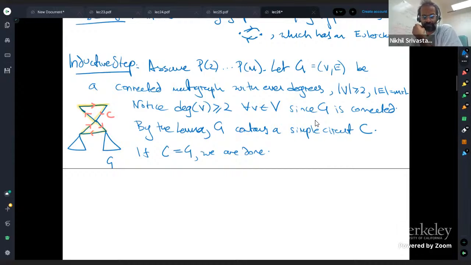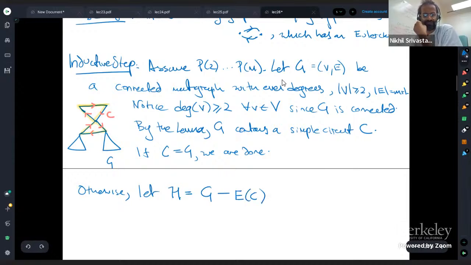And this is where the induction is going to come in. So otherwise, I'm going to remove C. Let H be the graph that I get from taking G and removing the edges of C. So let's say C is on some set of vertices V_C, and it has some set of edges E_C. I'm viewing the simple circuit as a graph. Every edge appears once, so it's a multigraph. So this is the graph obtained by deleting the edges of C.